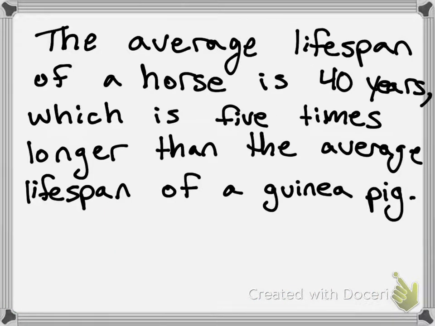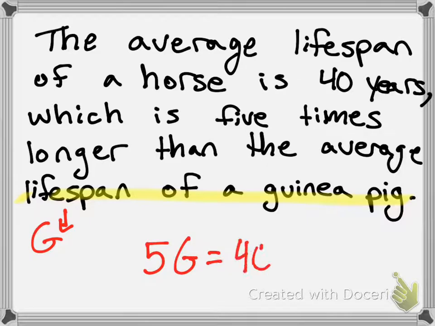15. Excellent. So, the average lifespan of a horse is 40 years, which is 5 times longer than the average lifespan of a guinea pig. What do you think we're looking for here, Anita? Perfect. Lifespan of a guinea pig. We'll call that G. So, write your equation and solve. Malia, what's your equation? 5G equals 40. Excellent. 5 times G is 40.